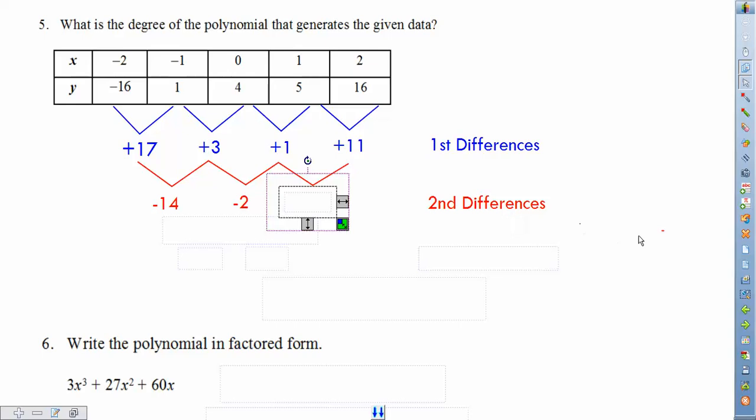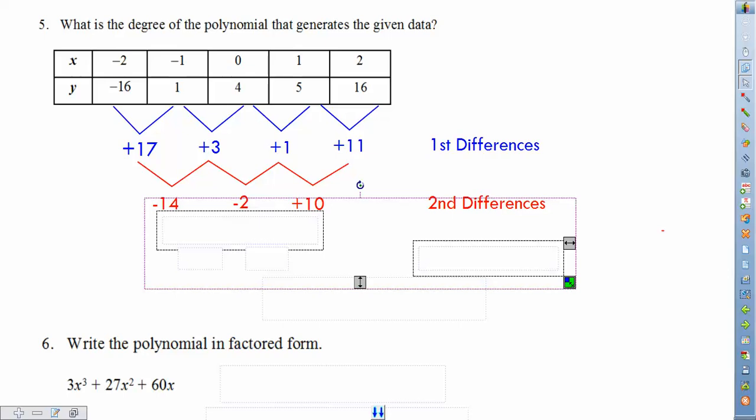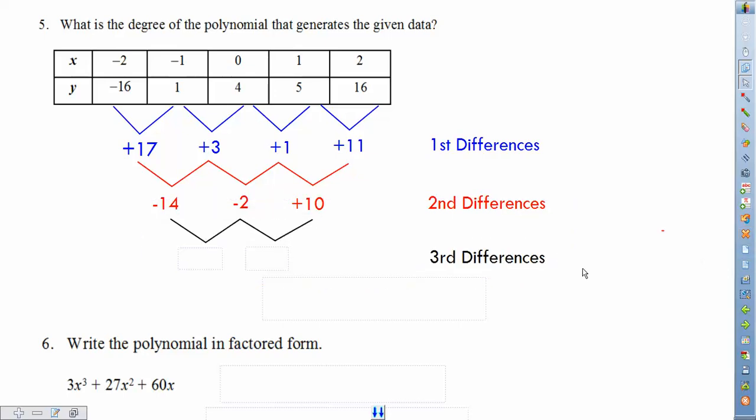1 to 11, careful, that was an increase of 10. Don't assume that it's always going to be nothing but plus signs for a whole row or nothing but negative signs for a whole row. Sometimes that might change. But once again, we do not have the same differences, so we must continue to the third differences. Third differences, -14 to a -2. Look at that number line up there. Isn't that an increase of 12?